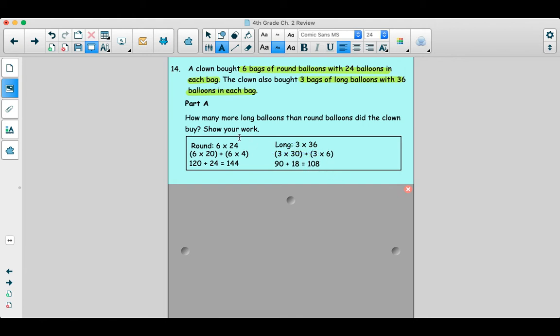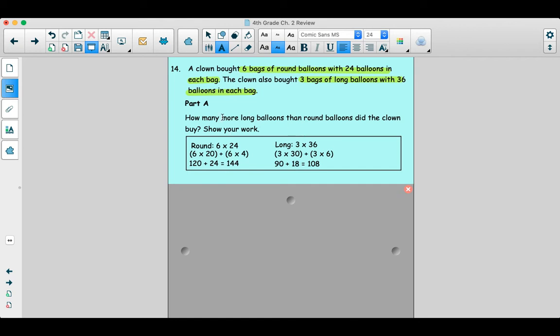Okay. Now, have we answered the question yet? Let's find out. How many more long balloons than round balloons did the clown buy? Okay, we have not yet answered the question, and I just saw that I must have done something wrong because there aren't more long balloons. Let's find out. How many more long balloons? Wait, didn't you get 108 for the long balloons? That's what I got. Did I label them incorrectly? No. All right, so I'm thinking there must have been a typo.